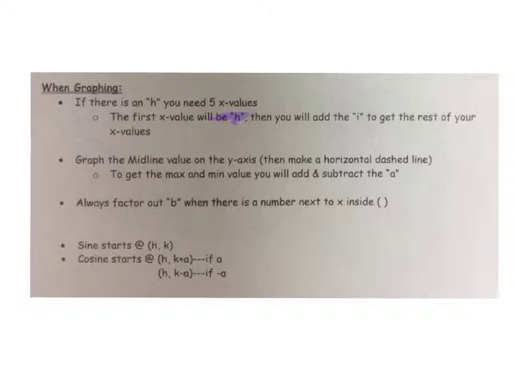If you have a k, or even if you don't have a k, the midline, start by graphing the midline with a horizontal dashed line, and then for the maximum you just add or subtract a, just like what we just said. Always factor out b when there's a number next to the x inside of the parentheses. Okay, sine starts at h, k; cosine will start at either h, k plus a or k minus a.